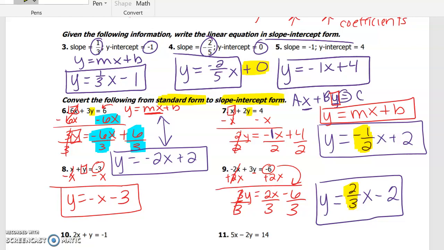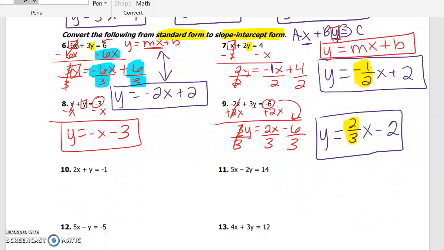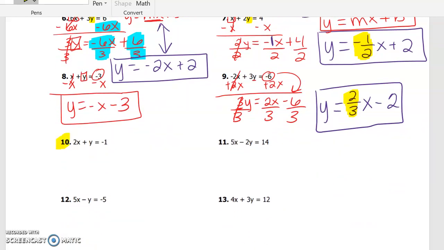All right, so on your own right now, you guys are going to just try 10 and 11. All right, we're not going to worry about 12. We're not going to worry about 13. I just want you to try 10 and 11.